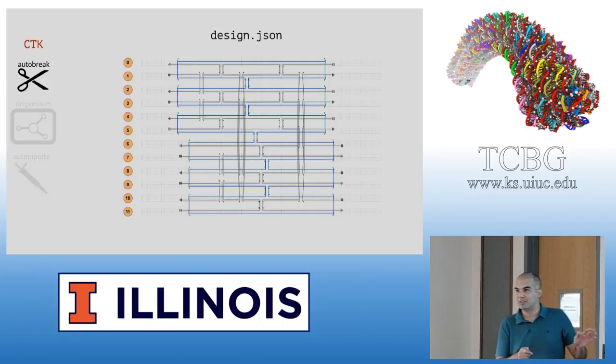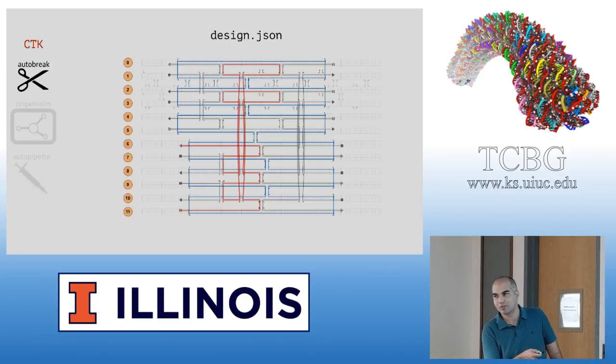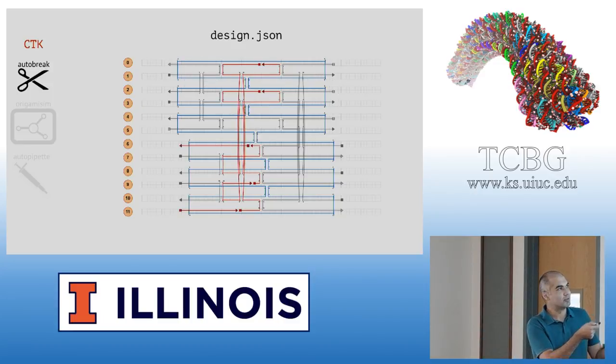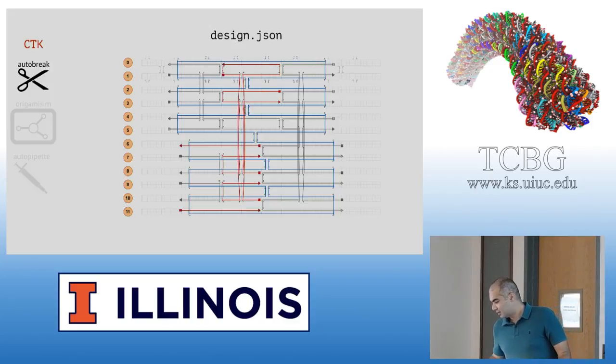I'll start with a simple design just to show how this works, the algorithm, and the data structure behind this tool. There's an auto-stapled scaffold here. The blue is the scaffold, and the grays are the oligos that need to be broken. I'm picking this one, the one that's colored red. Here are different variations of how we can break it. You can break it like this or this way, and there are so many variations. But again, it's something manual that you just do.